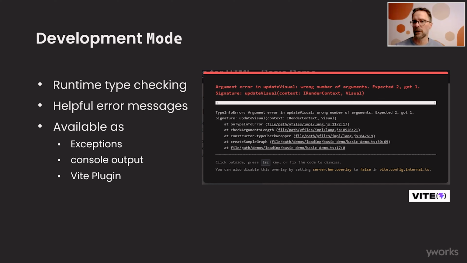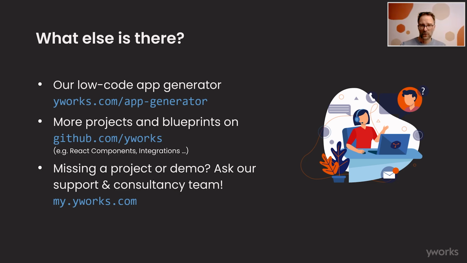For example, if the arguments mismatch, you will get a preview of the signature, and you can just click the link and it will open the corresponding line in your IDE. This works via a Vite plugin. So be sure to check that out if you're really working on a larger project. What else do we have?